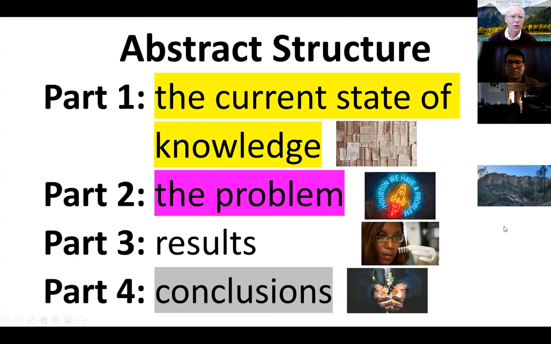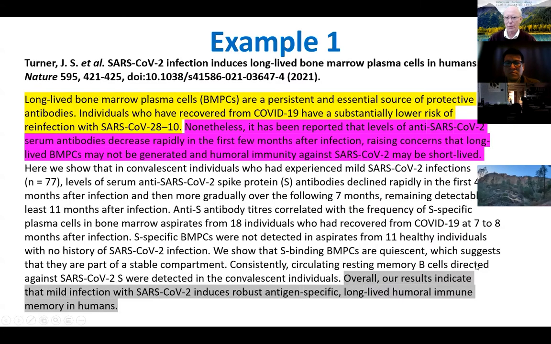So we have the current state of knowledge, the problem you're working on, some part of your results, and then your conclusions. And the people are really going to be interested in that, especially in those conclusions. Look at some abstracts to see how this might look. I've got some abstracts from Nature here. As I say, Nature abstracts are usually very well written, and they can generally be understood by people outside their field. So here we've got one on SARS-CoV-2.